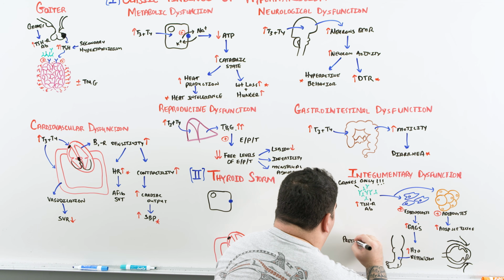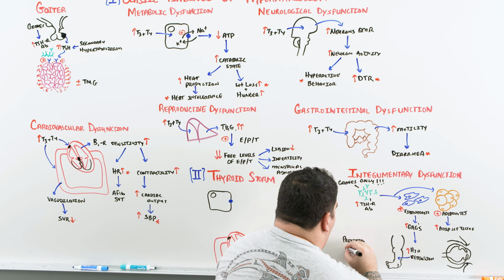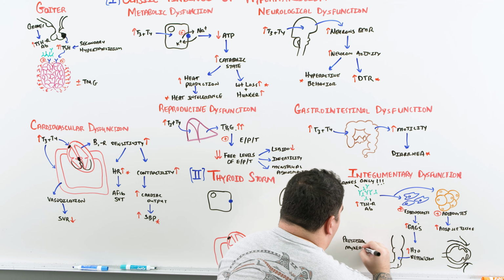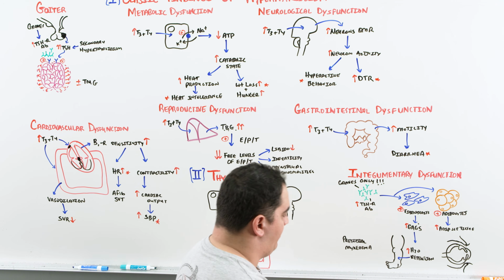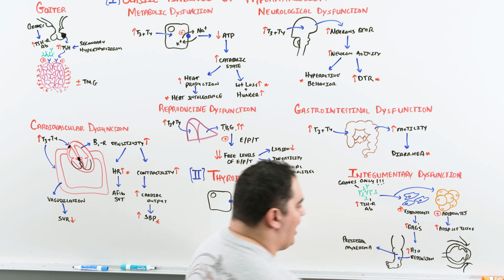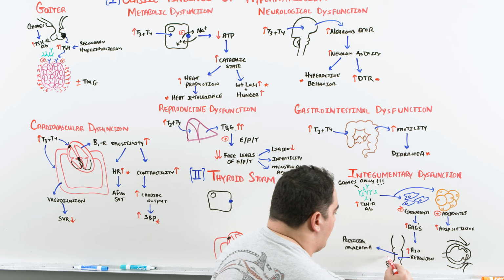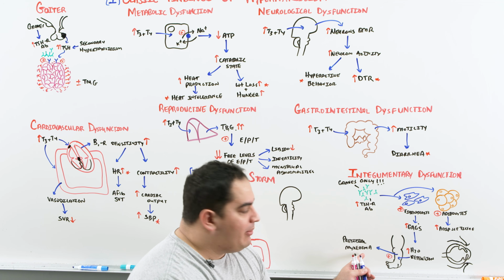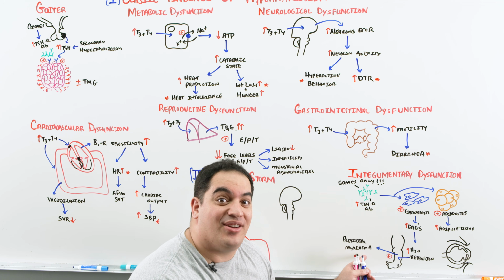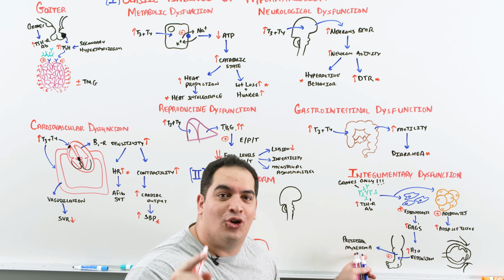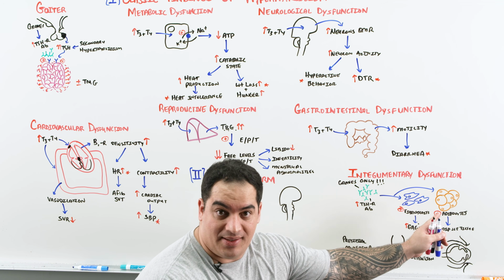Now, some of you are like, hold up. I swear upon a star that you told me that pretibial myxedema is only found in hypothyroidism. Well, it definitely is found in hypothyroidism, no doubt about it. But pretibial myxedema can also be found in only, and I mean only, Graves' disease because of this mechanism.